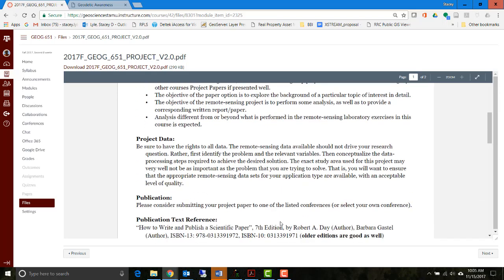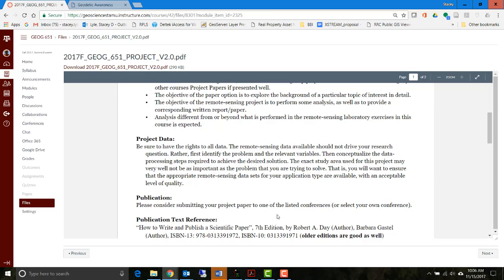You want to make sure that you have all the rights to the data that you're using because I want this to be public. For our projects, we'll be putting them on our ArcGIS Online account. We'll use a story map to basically publish our paper at the same time. So again, try to look at potential conferences you can publish your paper at.